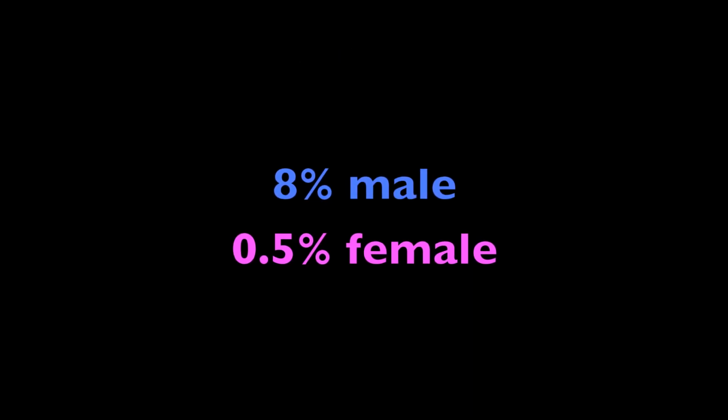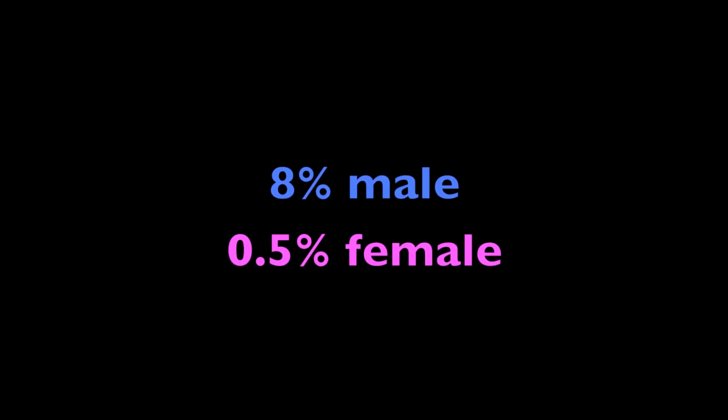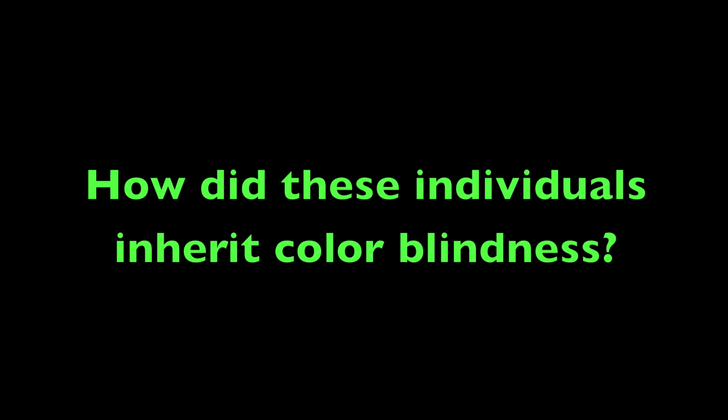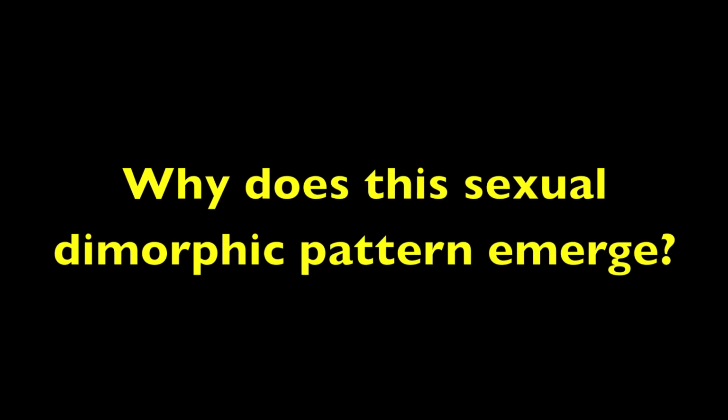8% of human males are colorblind, but only 0.5% of human females are colorblind. How did these individuals inherit colorblindness? And why does this sexual dimorphic pattern emerge?